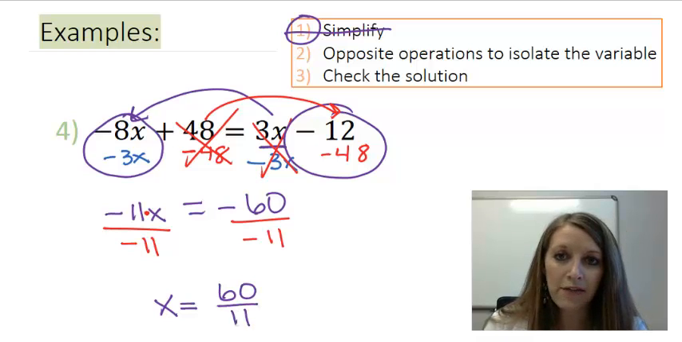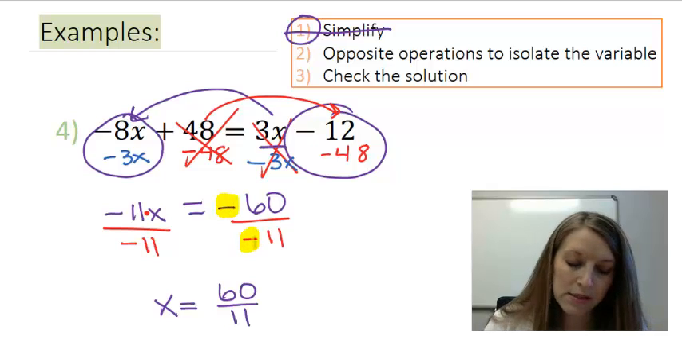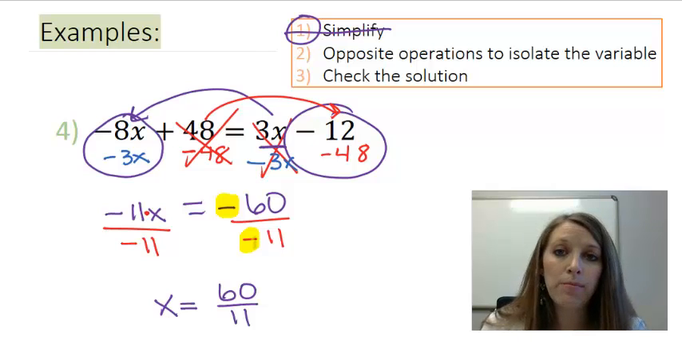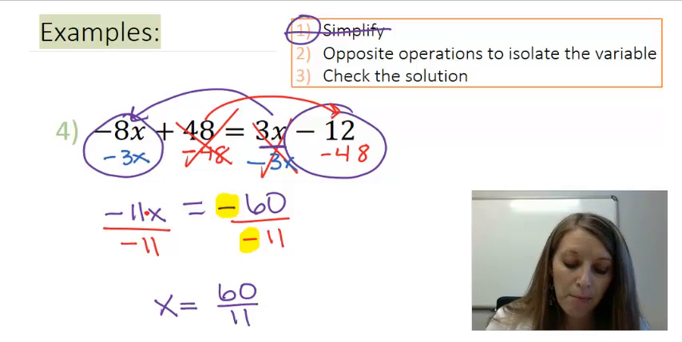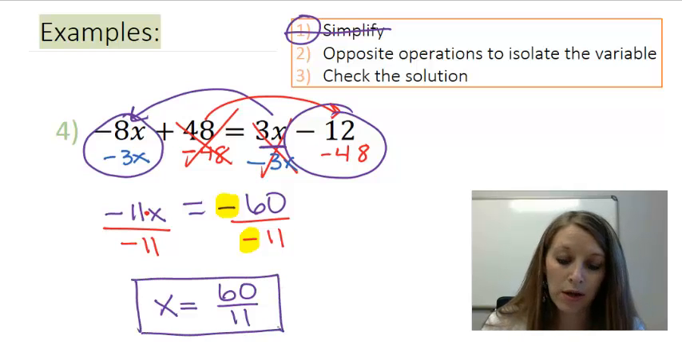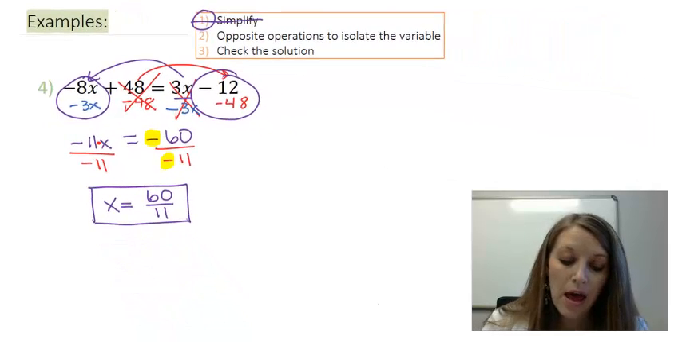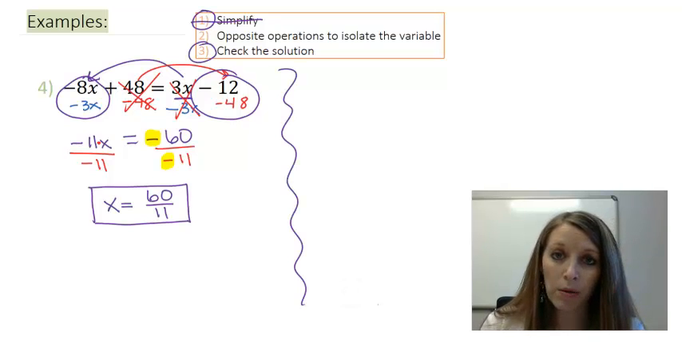If I could reduce that fraction, I would. Notice I canceled out my negatives. But notice I did not change it to a mixed fraction, and I definitely did not change it to a decimal. Improper fractions are always the best format. I know you may have been taught something different back in grade school or since then, but in this class, improper fractions are the easiest numbers to work with. So I have my solution of 60 over 11. Now, I will check that here in a minute, but let me show you the other way to start this problem.